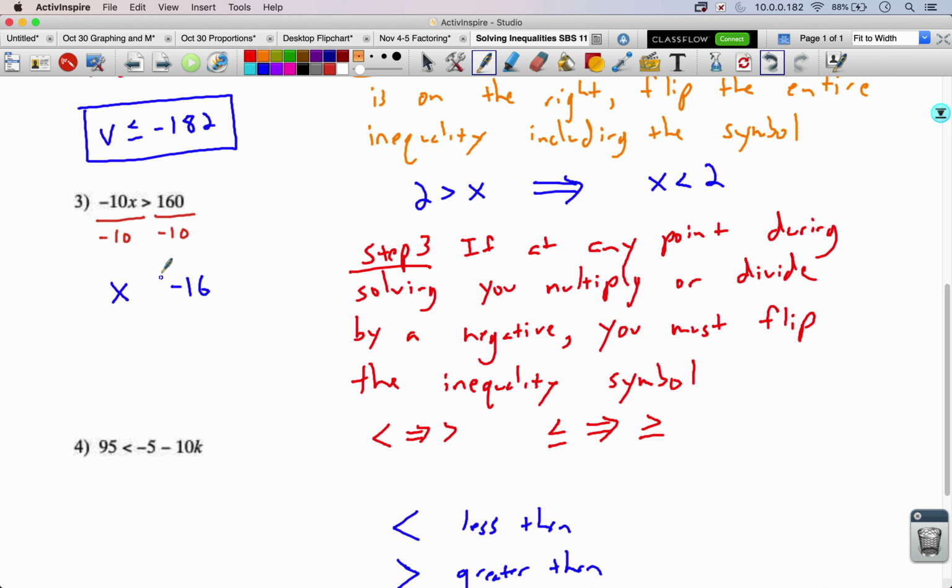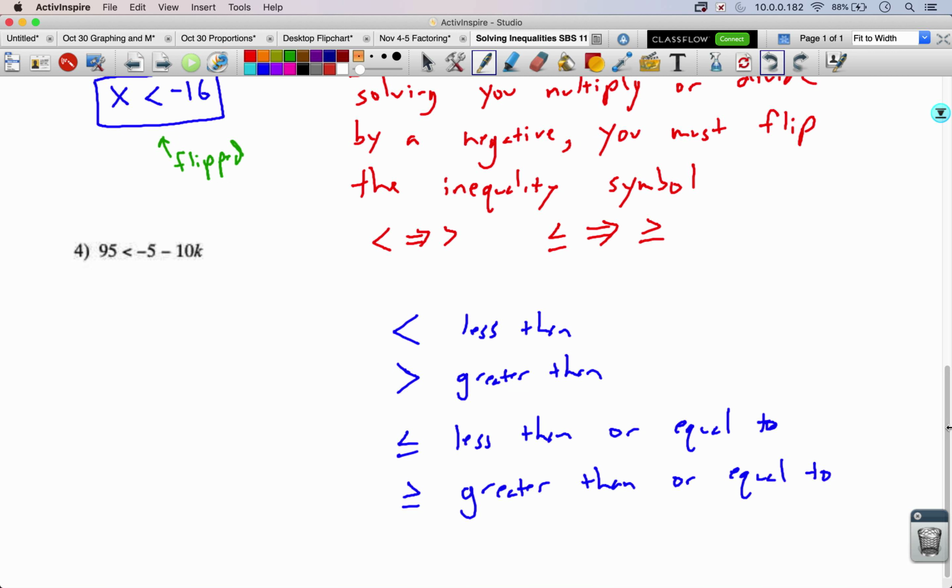But I just divided by a negative, and in step 3 it says if at any point during solving you multiply or divide by a negative, you must flip the inequality symbol. My greater than is now going to become a less than. Let's emphasize that this flipped here in problem number 3.